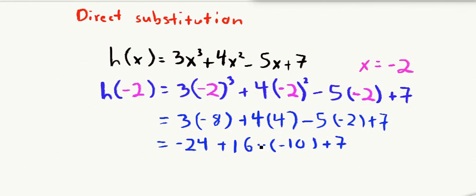Okay, and remember this minus -10 is the same thing as 16 plus 10. And so when we add all of those up, we end up with 9. And so we write our answer as h of -2 equals 9. And that's our answer.